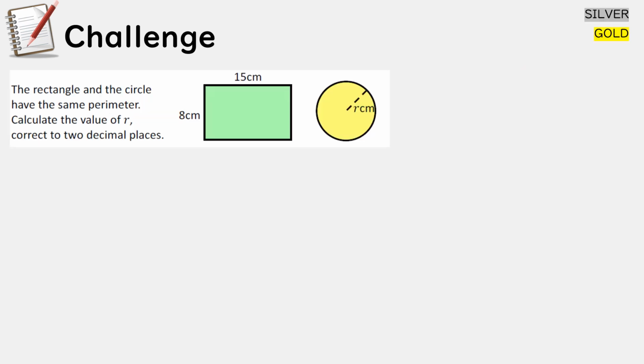Okay, so this is the last question. So for those silver and gold students who want to push themselves a little bit more, very much like the last question. So we've got a rectangle and a circle, and they have the same perimeter. We've got to calculate the value of r. Using the same sort of thing as the previous question, have a go at this, pause the video, and then we'll go through the solution together.